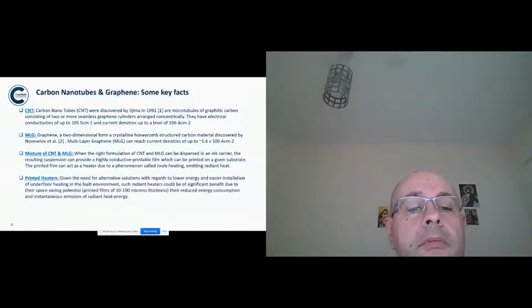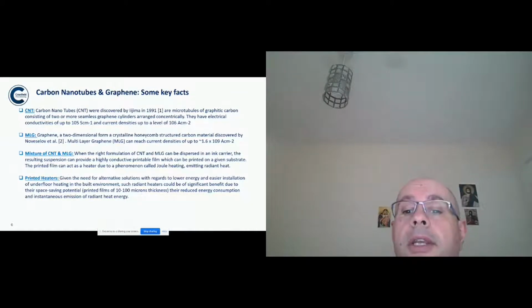So, given the need for alternative solutions with regards to lower energy and easier installation of underfloor heating in the built environment, radiant heaters could be of benefit. And printed films can be very, very thin. They have low energy consumption requirements, and the Joule heating phenomenon results in instant emissions of radiant heat energy, and that's the theory.